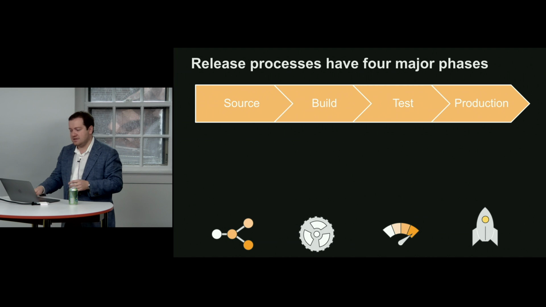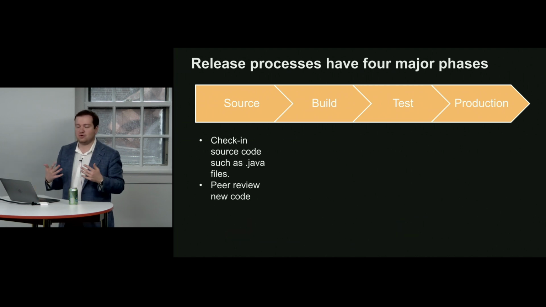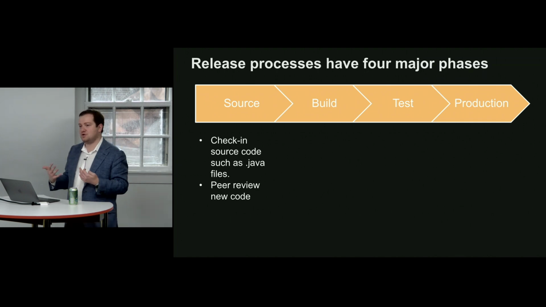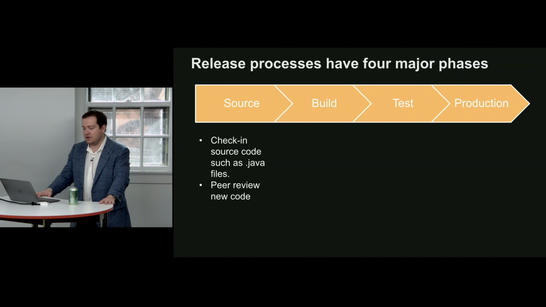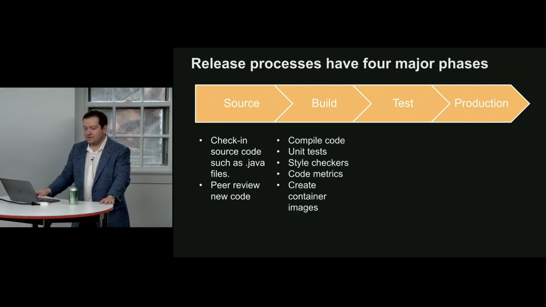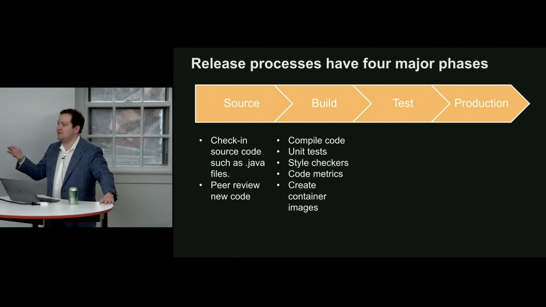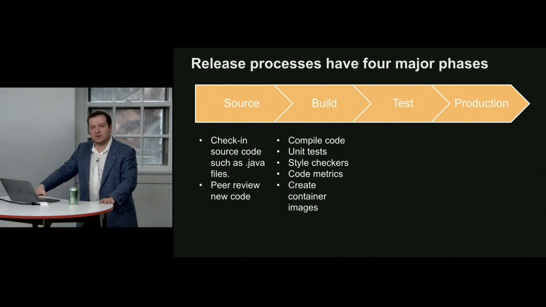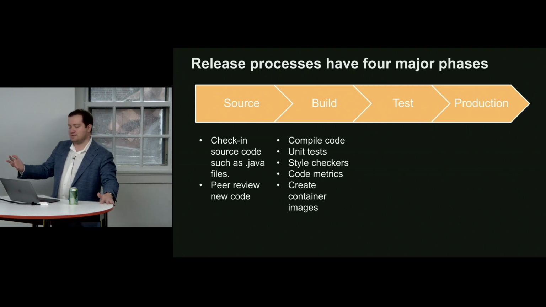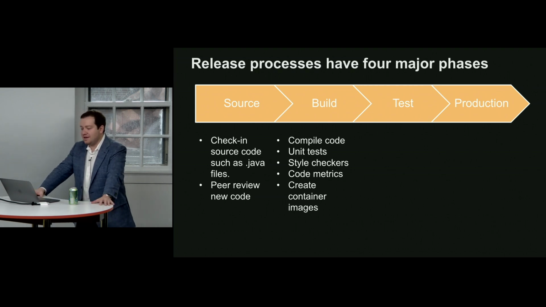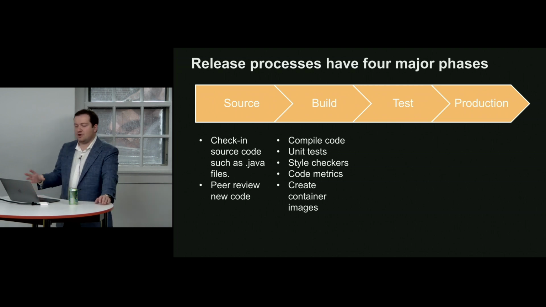So the first phase is the source phase. That's when you write your code. You check in the source code into a version control system, such as Git. You typically do peer review on that code. Then you have the build phase. The build phase is when you compile your code. Now, obviously, not all languages need to be compiled, but if you do compile it here, you run your unit tests. You run your style checkers to make sure that the code is readable by other employees of your company. You get any kind of code metrics that are important to you, and then you create your artifacts.